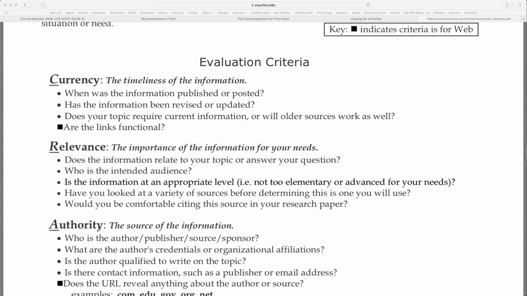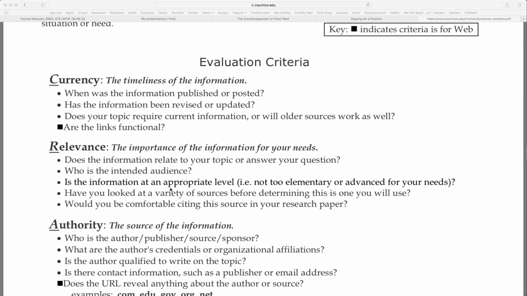Relevance. This is the importance of the information for your needs. So does that information relate to your topic or answer your question? I see students sometimes get really lazy when it comes to their research, and they will Google their topic and think that they found a piece of research that meets their needs. But really, when I check that source, that information isn't related to their topic. It just so happened that Google picked up a word or two that the student had Googled. And so they thought that would count as some sort of relevant outside source, and it doesn't. So look at the relevancy.